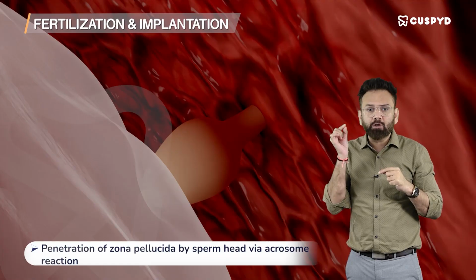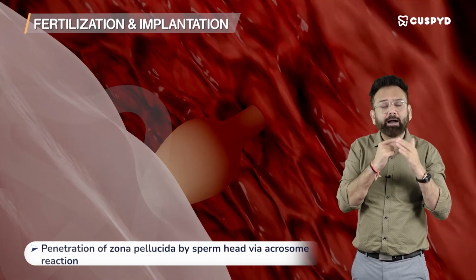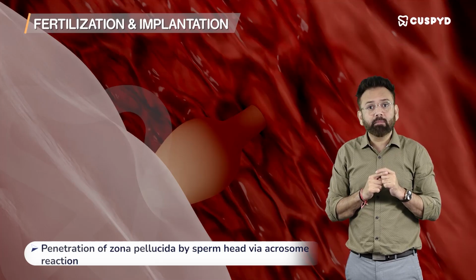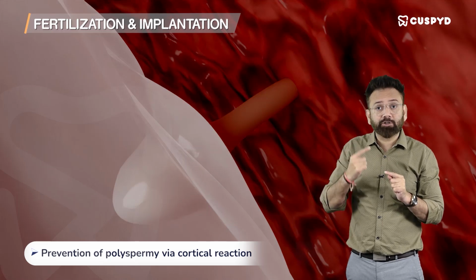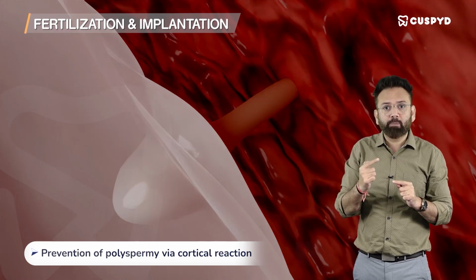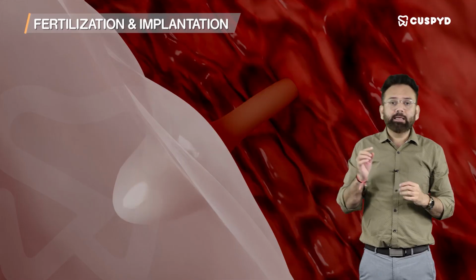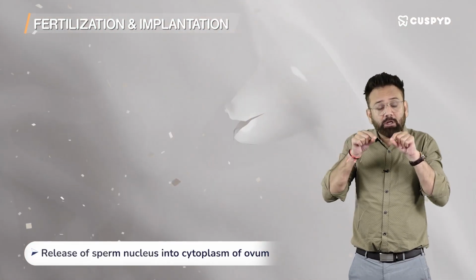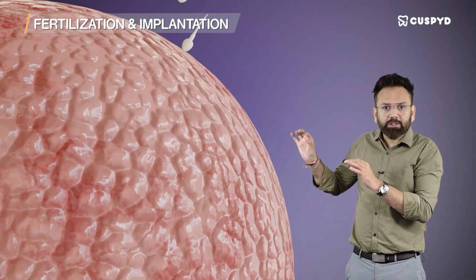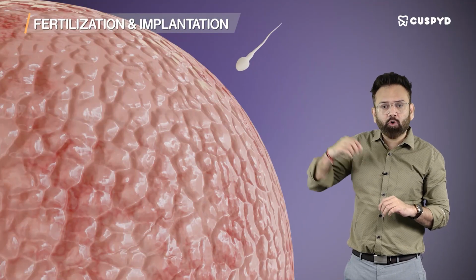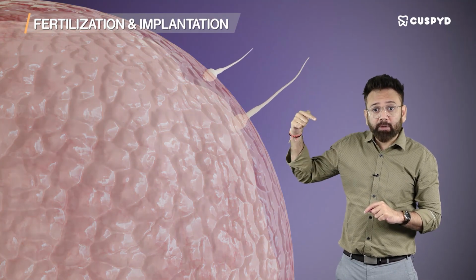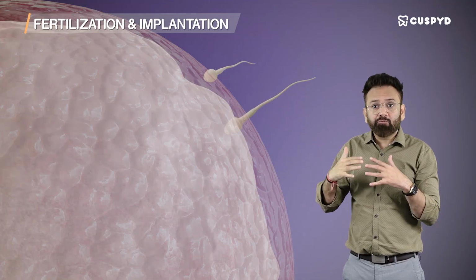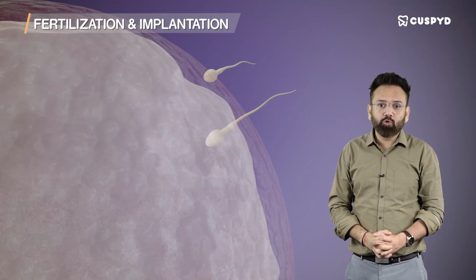Third is penetration of the zona pellucida by the sperm head via acrosome reaction. Number 4, the prevention of polyspermy via cortical reaction. As one sperm goes, a second should not go, to prevent polyspermy. And the last is release of the sperm nucleus into the cytoplasm of the ovum. So, you can see in this diagram how sperm are attracted towards the ovum, then attachment to the zona pellucida, then penetration of the acrosome enzyme in the zona pellucida and fusion with the ovum membrane. And the fourth, I told you, release of the sperm nucleus in the egg cytoplasm.